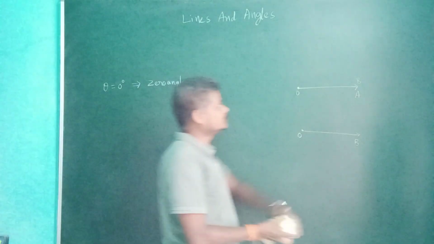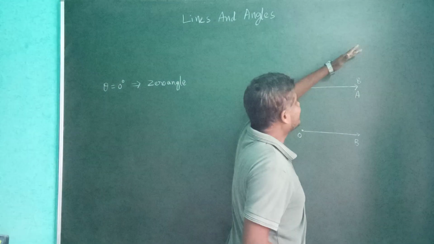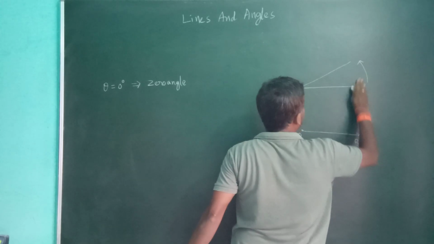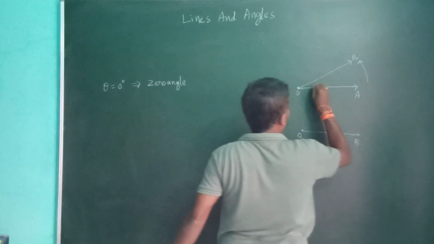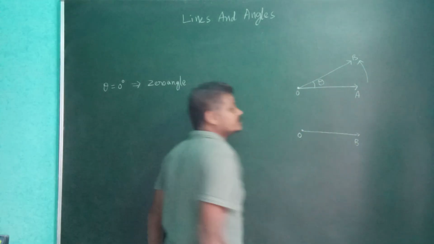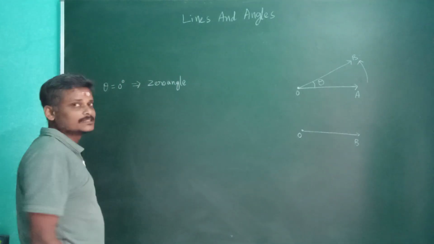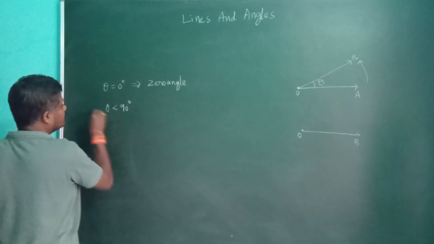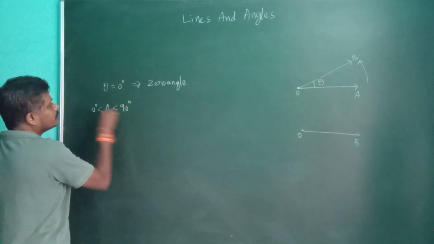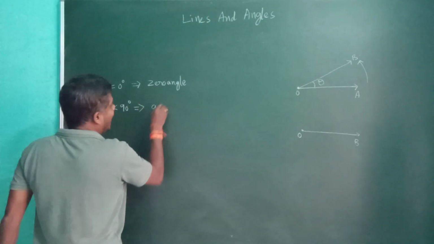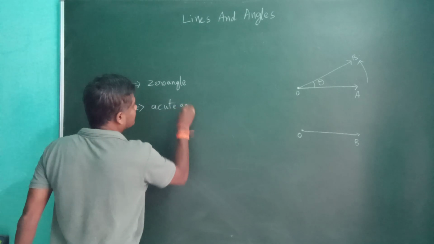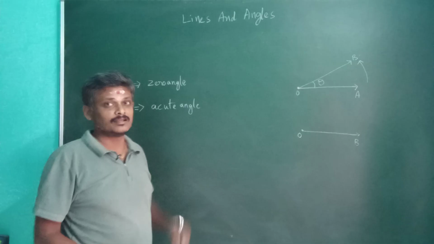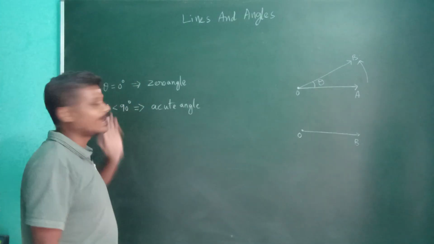If I rotate ray OB in anti-clockwise order, now this will become OB. Let the angle between these two rays be theta, such that theta is less than 90 degree. Theta is between 90 degree and 0 degree. This angle is called acute angle. It should not be 0. If it is 0, it is called zero angle. It should not be 90.